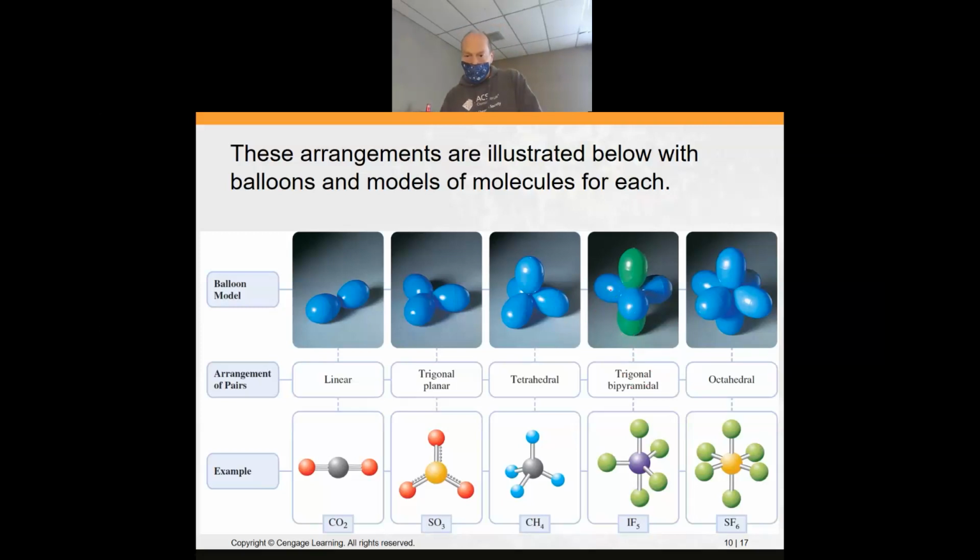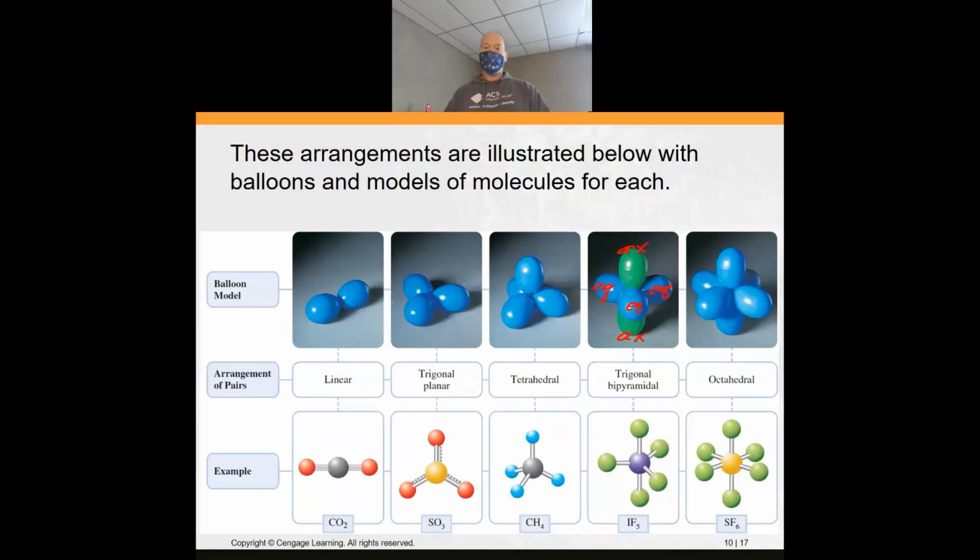Just like on Earth, we have the center of the Earth, and this ring around the center is called the equator. So these are called the equatorial positions, and there are 3 of them. And then, of course, the Earth rotates on its axis, so this is the axial position, axial up, and here's axial down. When you're putting in your electron pairs, the lone pairs will always go in the equatorial positions.